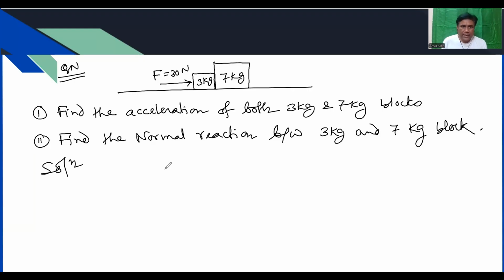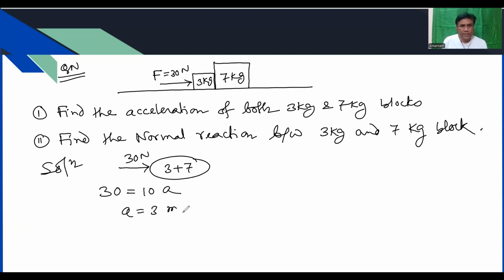So if I take both as together, so total mass will be 3 and 7. So it is 30 Newton. So it means F equal to NA. So A equal to 3 meter per second square.